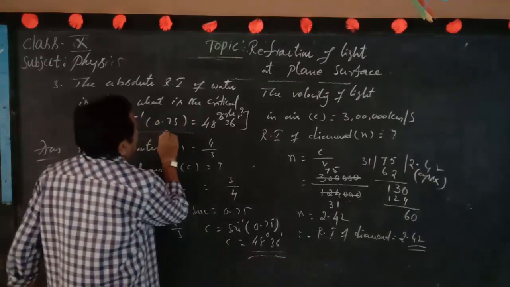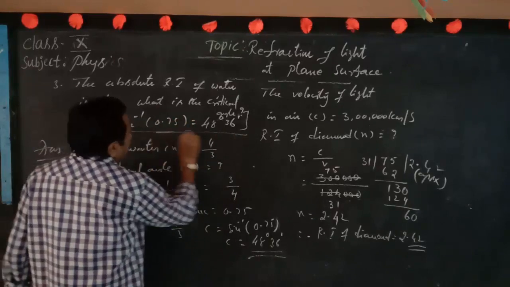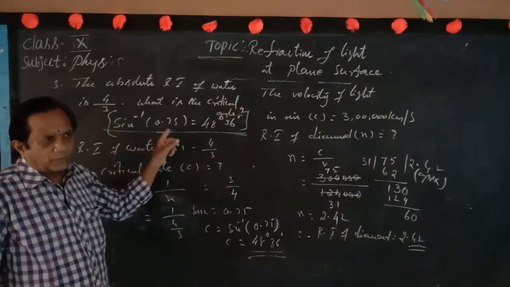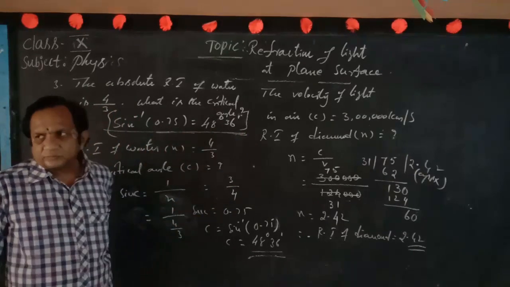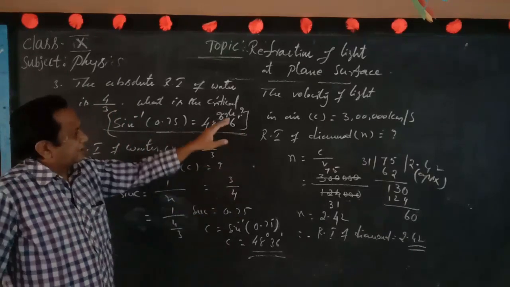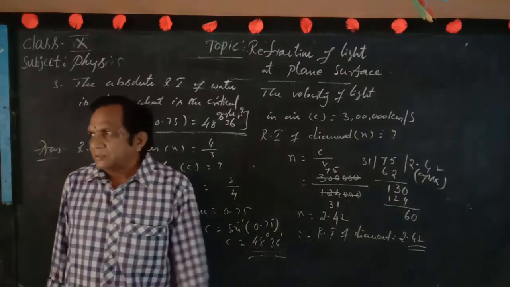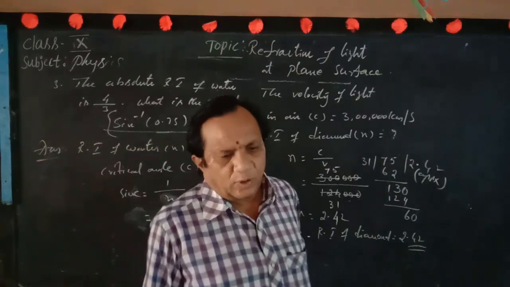So remember this value. In the question it will be given actually. If not given, remember that sin inverse of 0.75 is equal to 48 degrees 36 minutes, to be considered. Okay. Then similarly, let us continue with another problem.